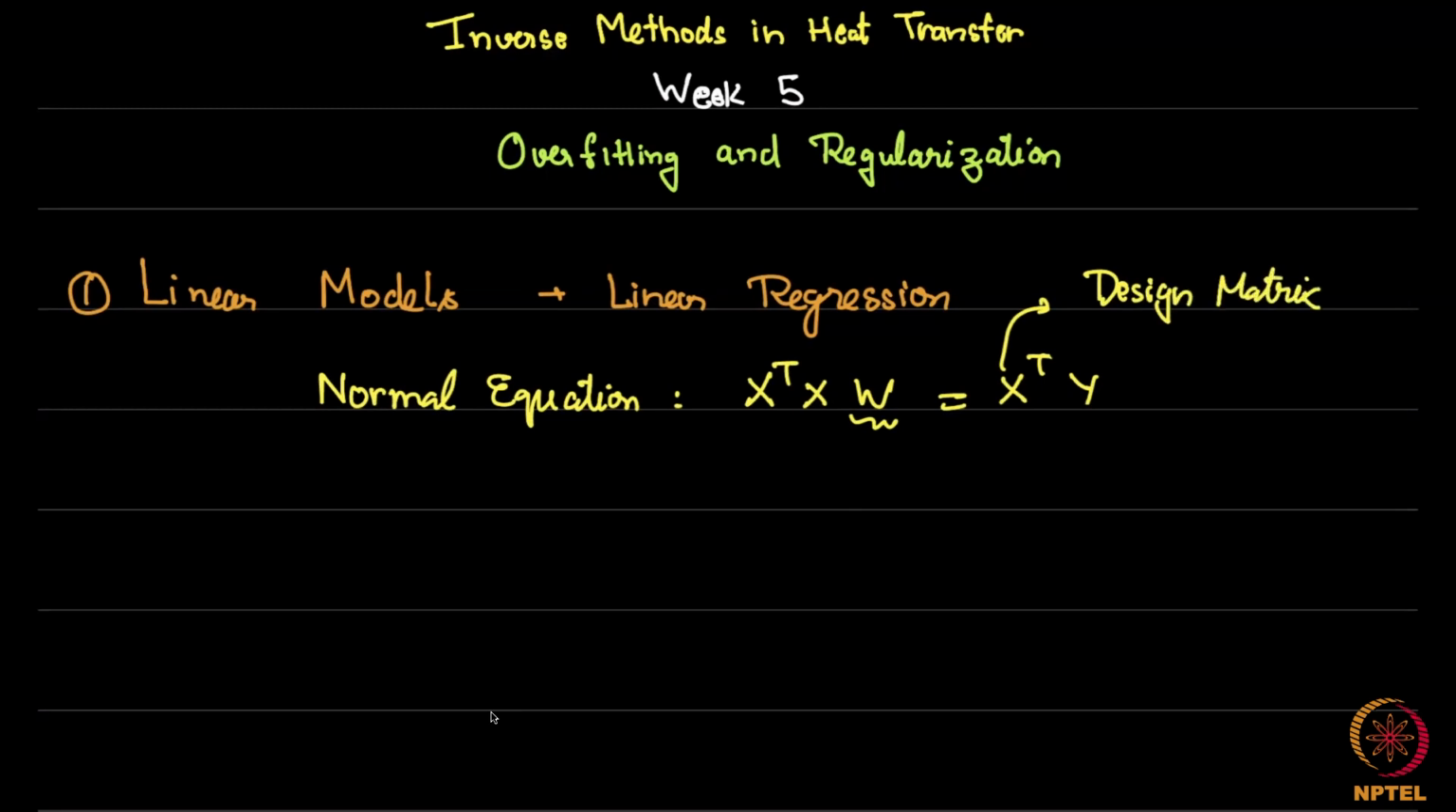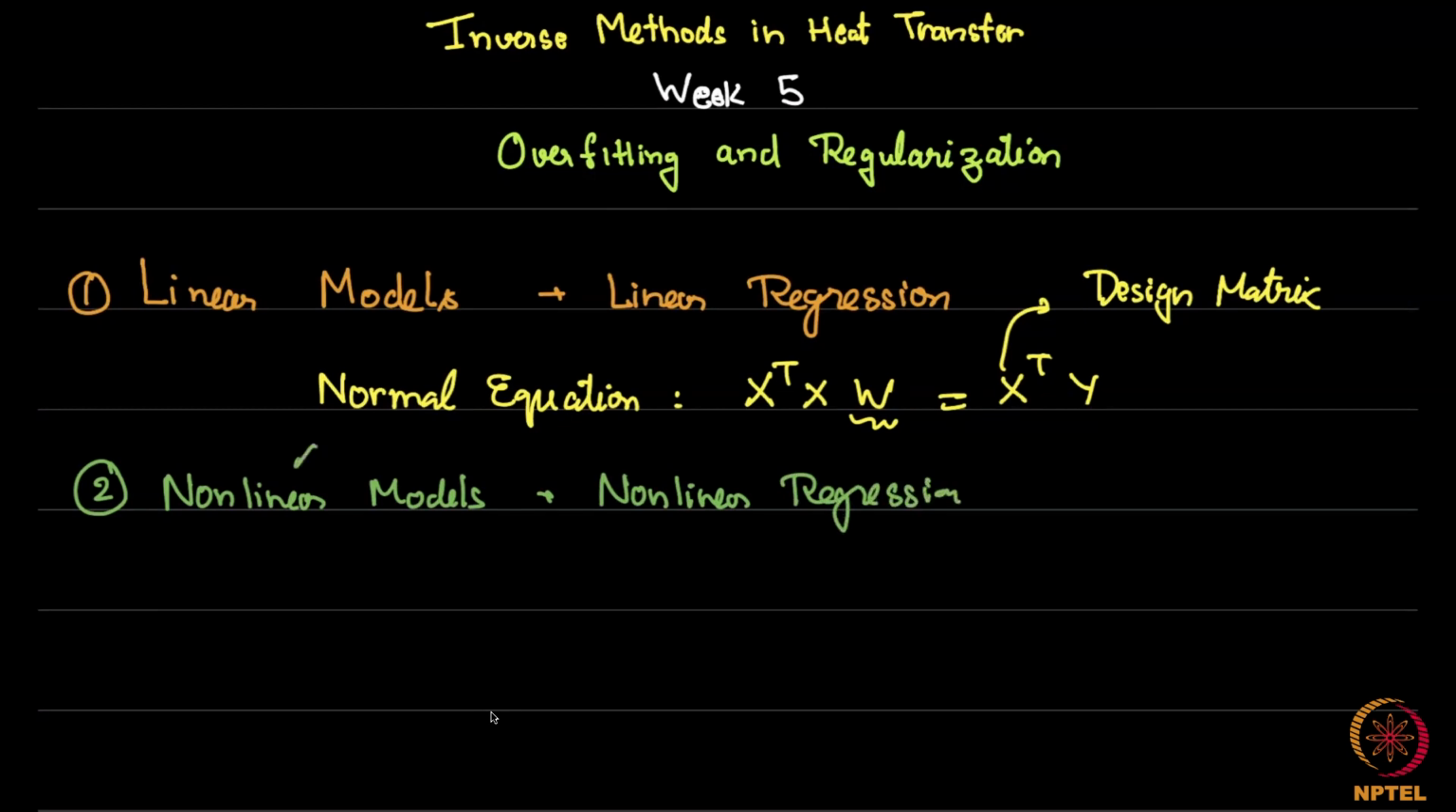Now, the same idea was extended to the idea of nonlinear models. And for this, we use nonlinear regression. Nonlinear models means nonlinear in W. Okay. Not nonlinear in X, so nonlinear in W. So with this, we use nonlinear regression. Specifically, we look at the Gauss-Newton algorithm.